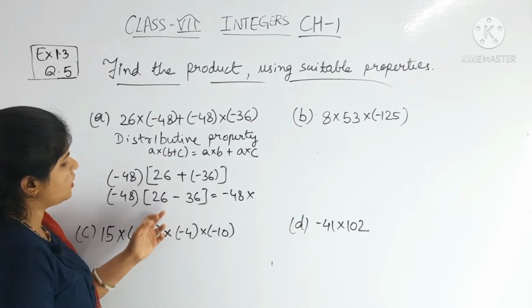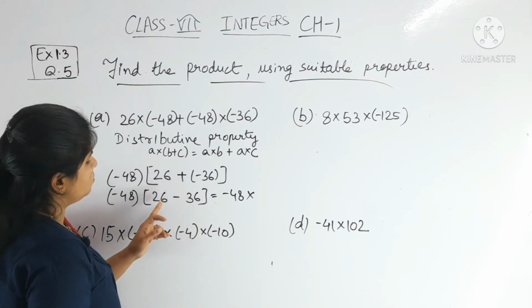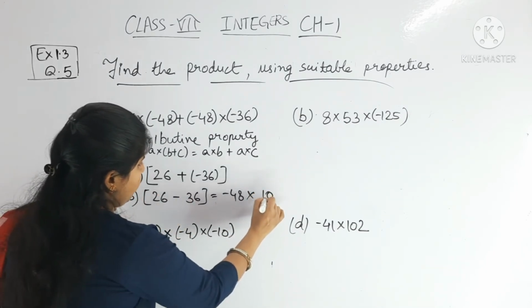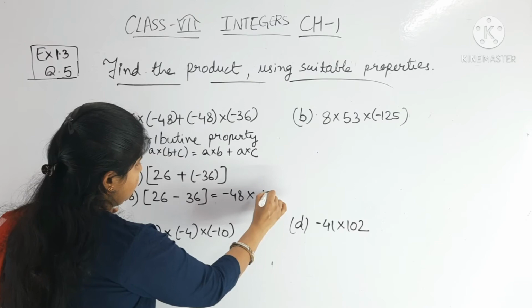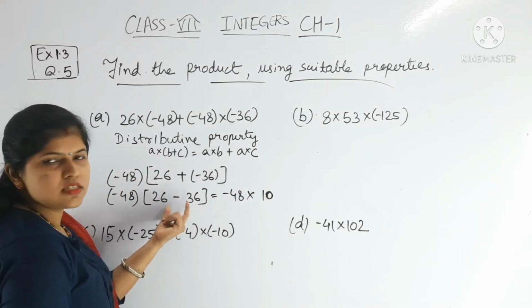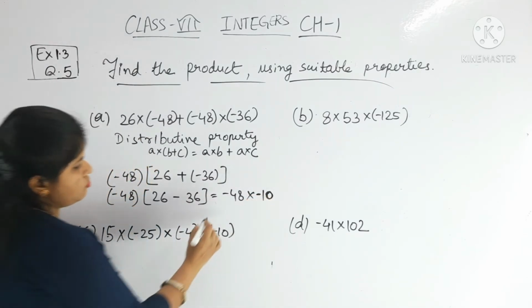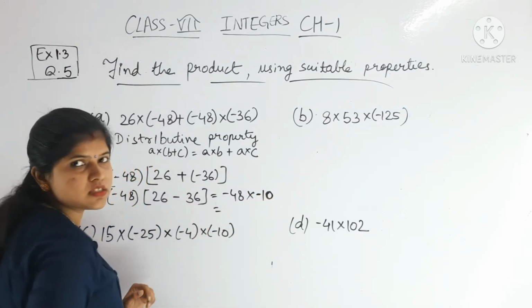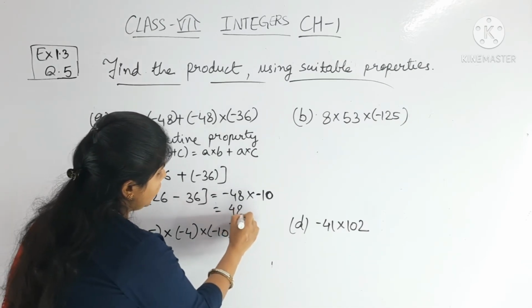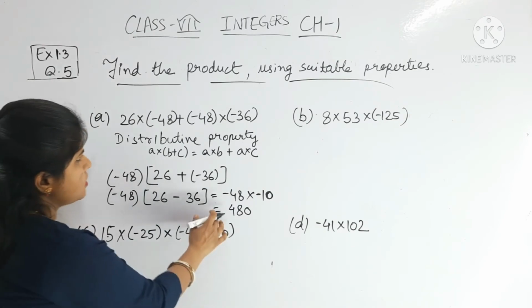What will we get here? Plus minus is minus. 6 minus 6 is 0 and 3 minus 2 is 1. So what will be the sign here? The greater one has the negative sign. And here minus minus is plus. In the multiplication we have to change the sign. So 480 is the answer of the first part.